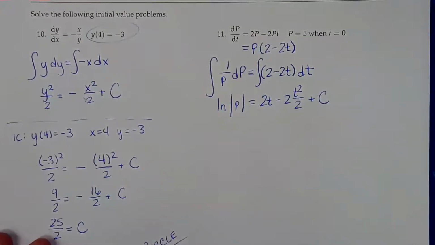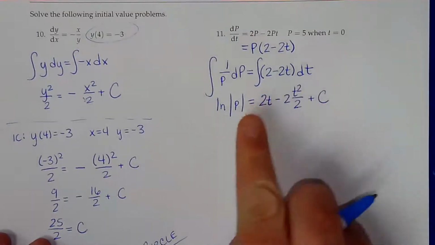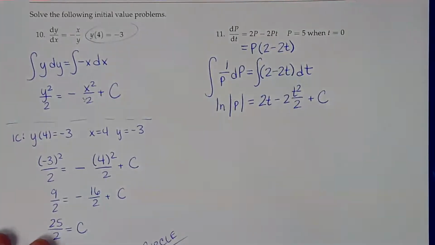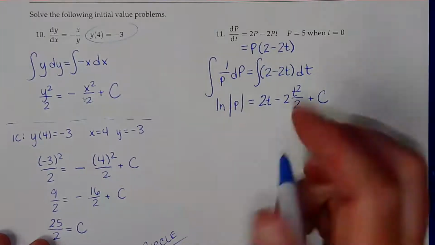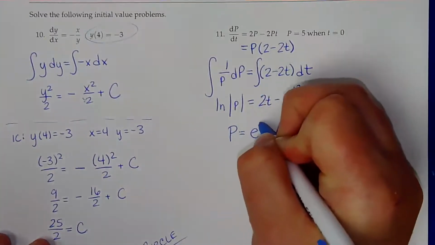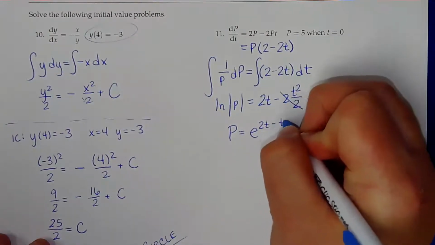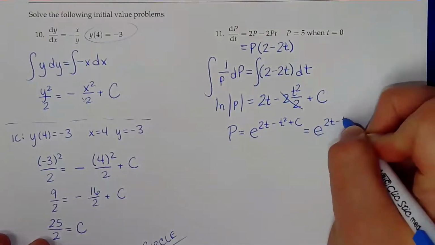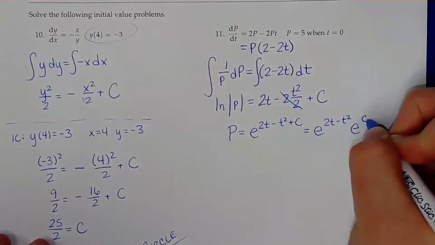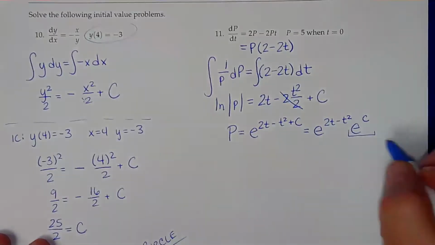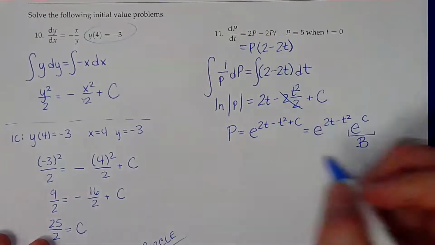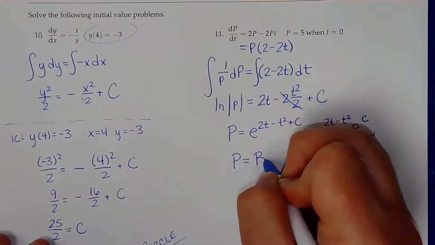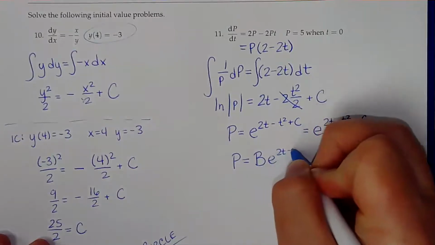And let's see, I want to go ahead and solve for p here because I think that's actually going to help me when I apply my initial conditions. So I'm going to take e of both sides. So remember that e and natural log are inverse functions. So if I do e of both sides, the e and the natural log are just going to give me a p back. So I get p is equal to e to the 2t minus t squared plus C. I'm going to clean this up a little bit further. So I have e to the 2t minus t squared times e to the C. And I'm just going to call that e to the C a capital letter B. So that means now my solution looks like p is equal to B times e to the 2t minus t squared.